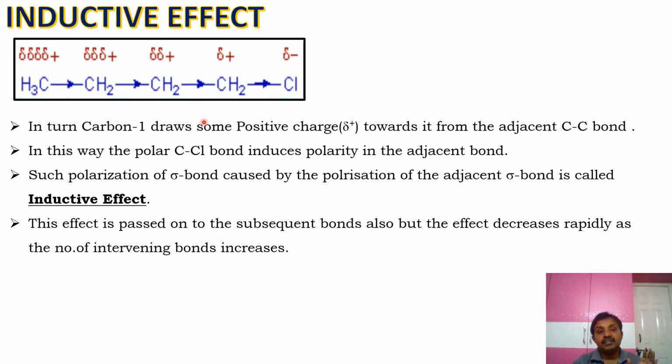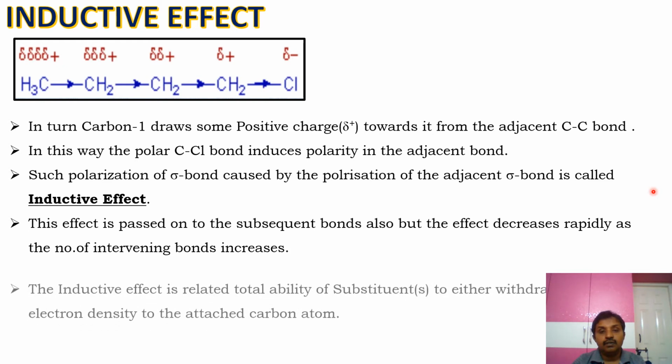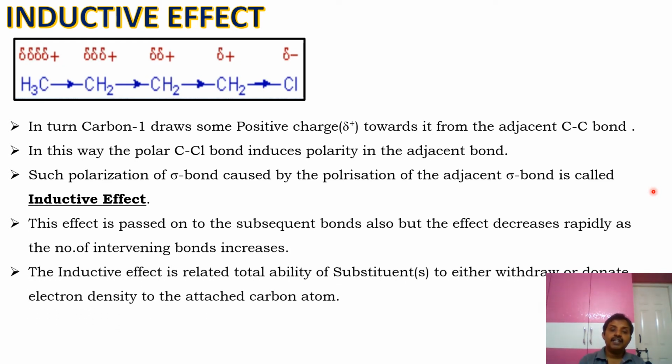That is, the inductive effect decreases as the length of the carbon chain increases. The inductive effect is related to the total ability of the substituent to either withdraw or donate electron density to the attached carbon atom. See here, it depends on the substituent. Some substituents are electron withdrawing. Here chlorine is electron withdrawing, that is, it is attracting the bond.